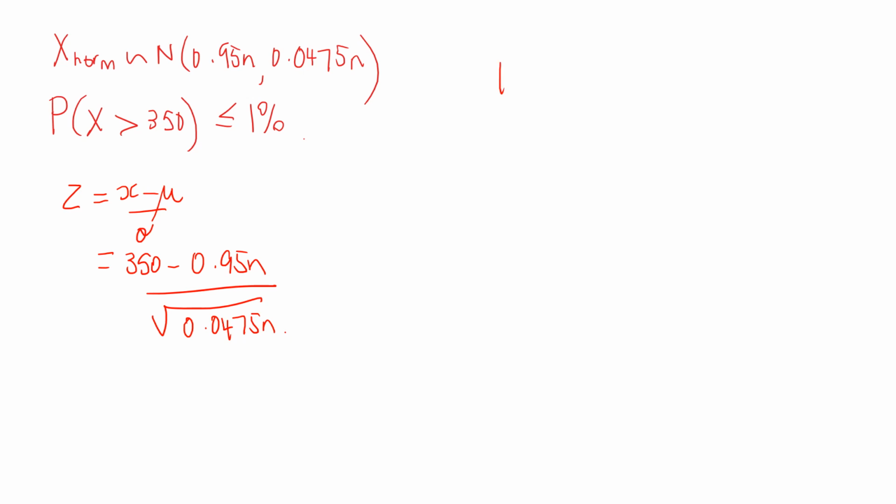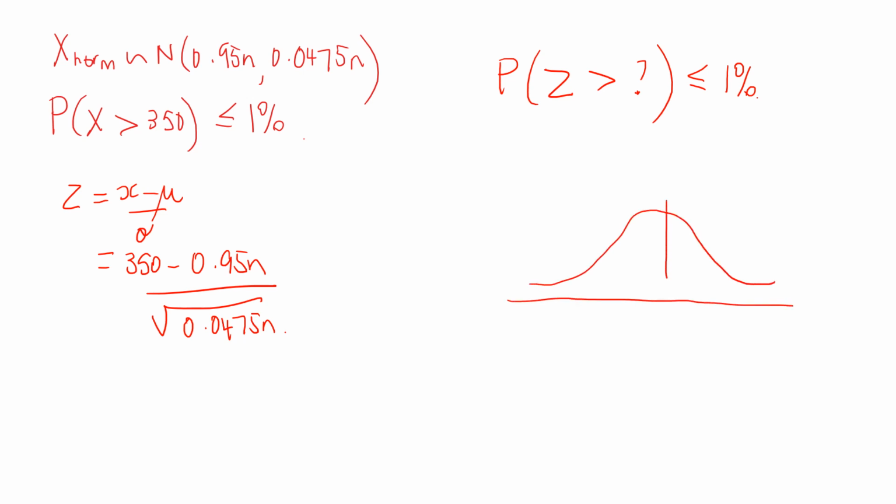Now, we want the probability that z is going to be greater than, don't know, we want that to be less than or equal to 1%. Okay, so let's just have a look at a quick diagram and see what's going on here. So we've got 350 here if we're talking about x, and this is 1%, and in between there we've got 98%, and that's not one of our empirical rule values, so we're going to have to go to z-scores.